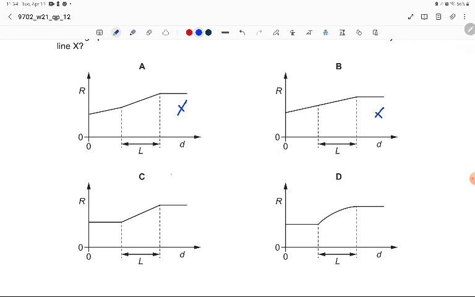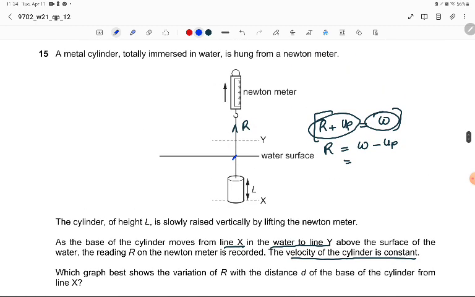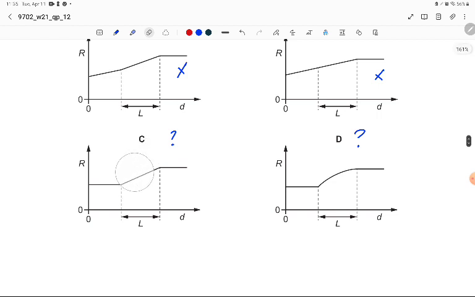This could be correct or this could be correct, because R is apparently constant as long as it is in water. And immediately after that, we realize that it is being raised out of the water. If it is being raised out of the water, the upthrust tends to fall down. The upthrust will start decreasing. If the upthrust starts decreasing, R must increase. R must definitely increase, but since we are maintaining a constant speed, this should be the right answer.